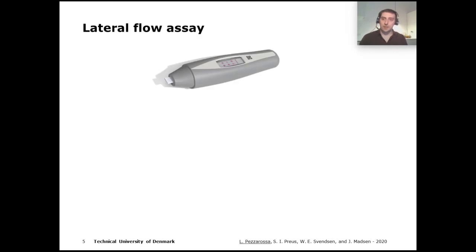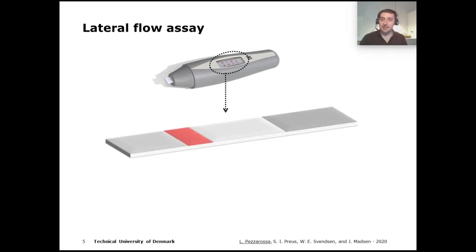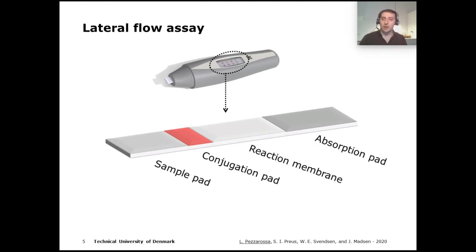Here we see our sampling device, which is based on lateral flow assay. A lateral flow assay is essentially a strip of paper which can drag liquid due to capillary forces from one side to the other. A typical lateral flow assay consists of 4 regions. The first one is where you put the sample, then we have 2 regions where the reaction happens, and then finally an absorption pad which collects all the liquid at the end.